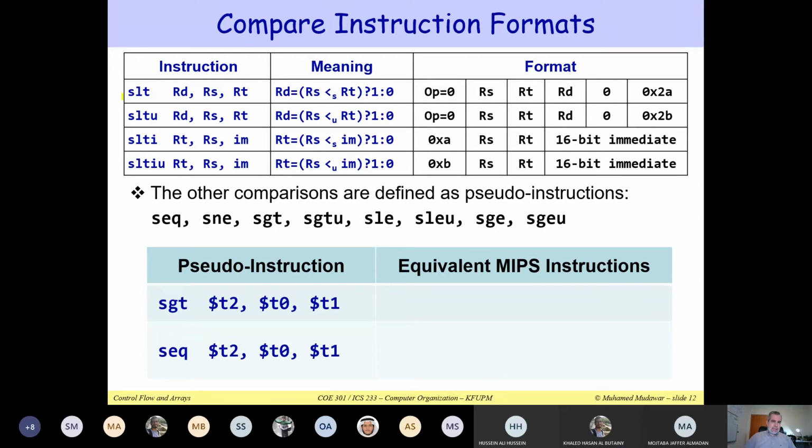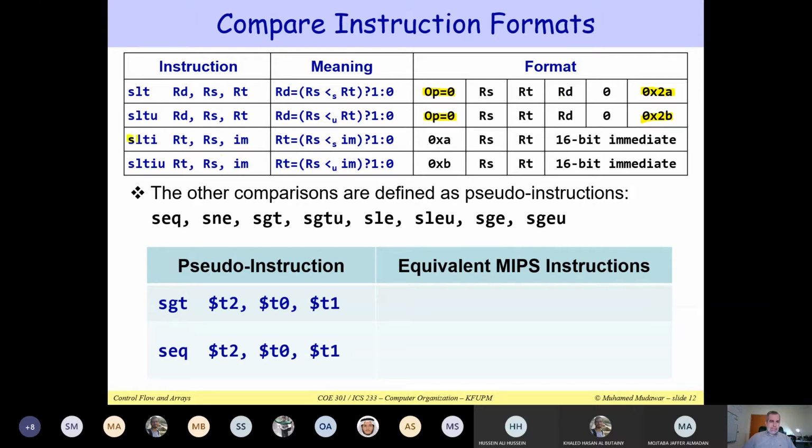Notice that set less than and set less than unsigned are of the R format, the register format. And notice that the opcode is equal to 0. The function code uniquely defines these two instructions. There are 3 register fields, RS, RT, RD. So these instructions compare RS with RT and write the result into RD.